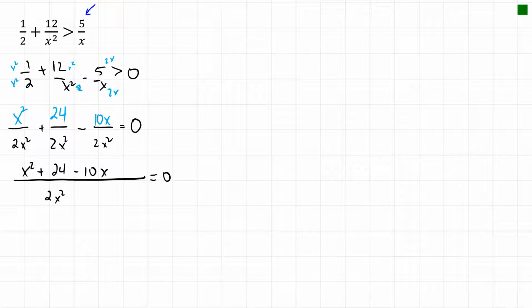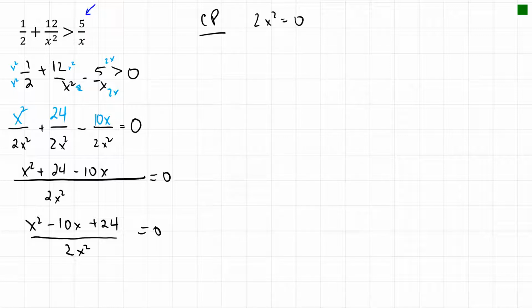I'm going to rearrange the numerator so that it's in descending order, so it's easier to recognize if I can factor that or not. So as far as critical points go, where is the denominator equal to 0? So that's where x squared equals 0. In other words, when x is 0. So there's one critical point.